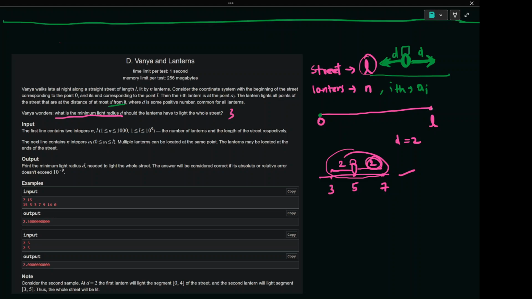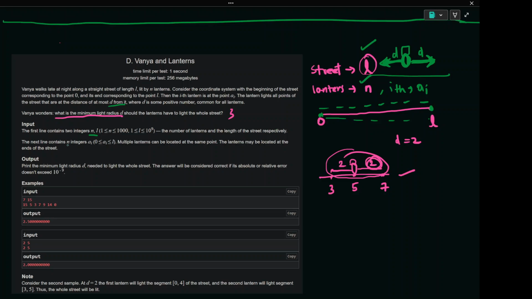From 0 to L, all the points should be lighted up. All the coordinates, meaning everything should be lighted up. Okay. Now let's see input. It is two integers n and l. We already know l is the street length and n is the number of lanterns. Correct? The number of lanterns and the length of the street respectively.